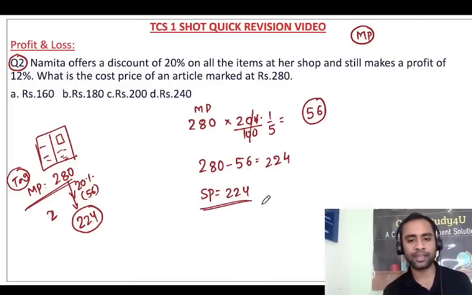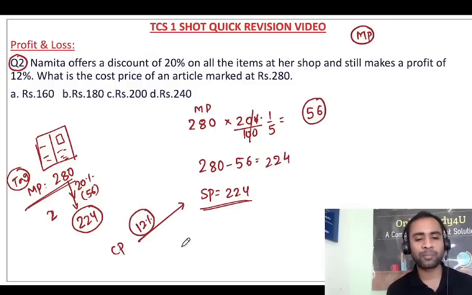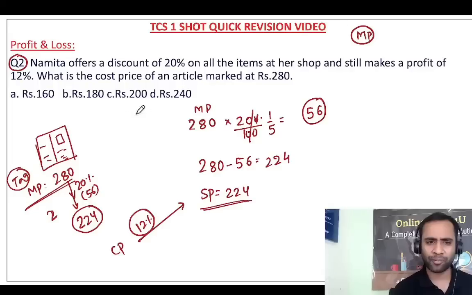Now they are telling us that even after giving the discount, the shopkeeper is able to get 12% profit. Now you can just think of the options. So 200, 12% will be what? 12 into 2, 24. It will become 224. You can mark the answer as option C.